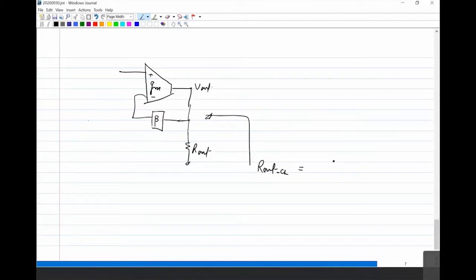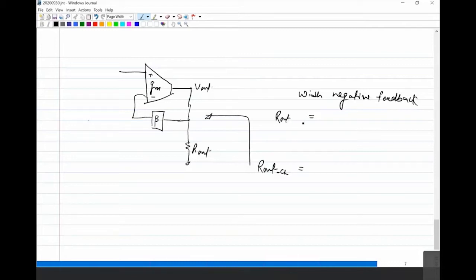The approximation is coming up because of negative feedback. I'm just directly writing the expression, but you can derive it. In order to derive it, what you need to do is apply a test voltage source at the output, and V test over I test will be your output impedance. And in the closed loop, you can find that.